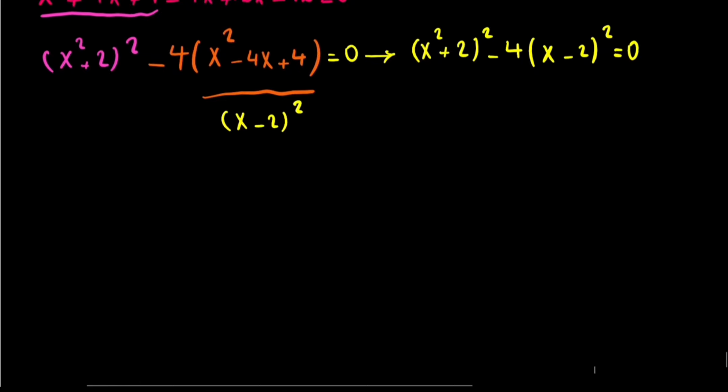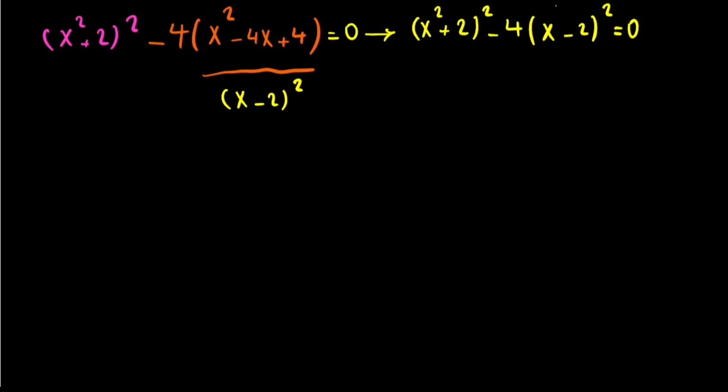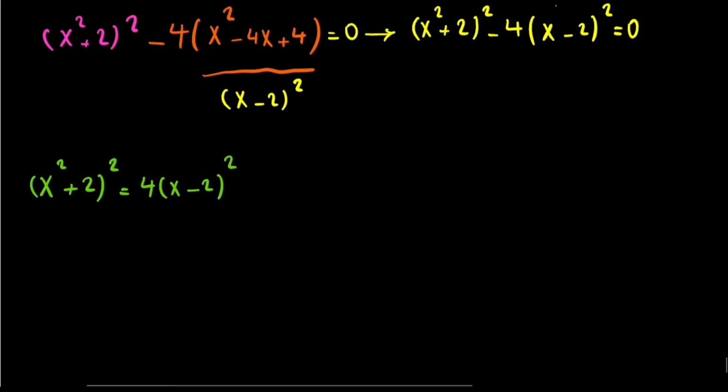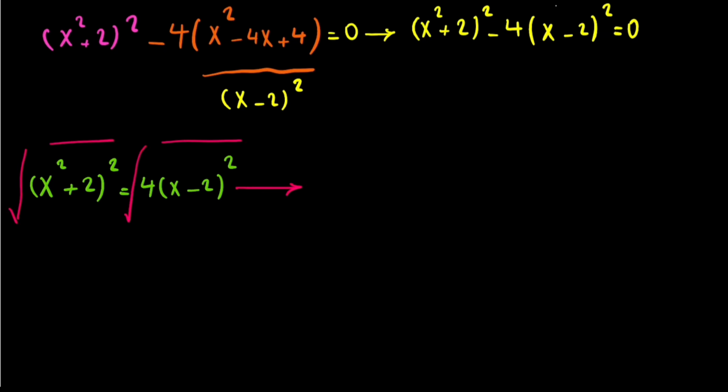The next step, sorry, how can you write this? On the left side, I want to write x squared plus 2 squared. On the right, I want to write 4 times x minus 2 squared, right? So if I use the half power on both sides, so you can use the square root on both sides. What can we write?